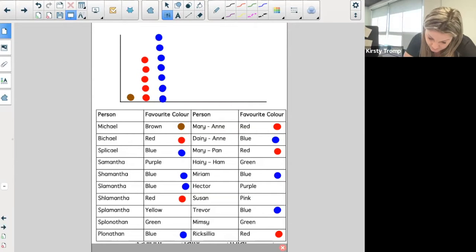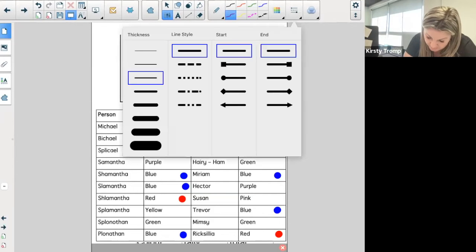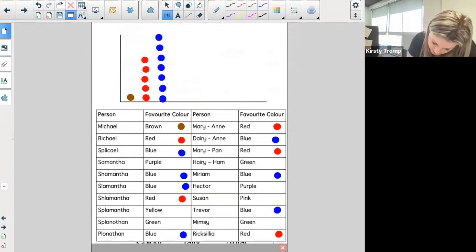Okay. The next one we've got is my favorite color, purple. So 1, 2. Go to my dot plots. 1, 2.